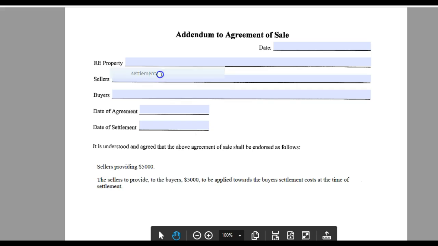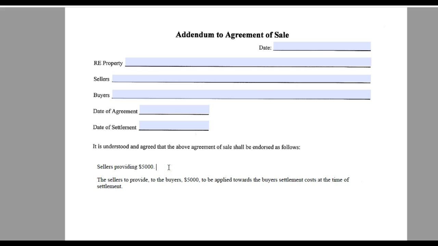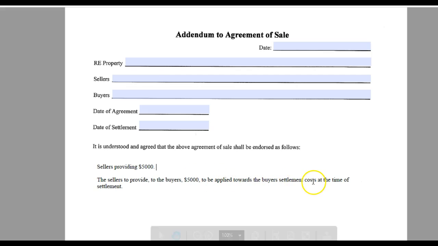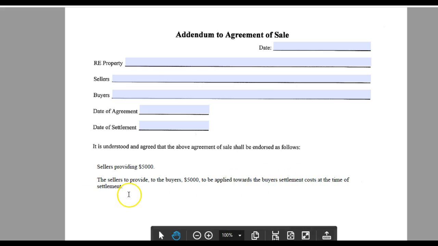So you could see here, this is pretty weak. Seller providing $5,000. Here, the seller is to provide to the buyers $5,000. Who, to who, how much, what they're going to do, why, towards the settlement costs, when, at the time of settlement. That's a good addendum clause because it's much more specific.